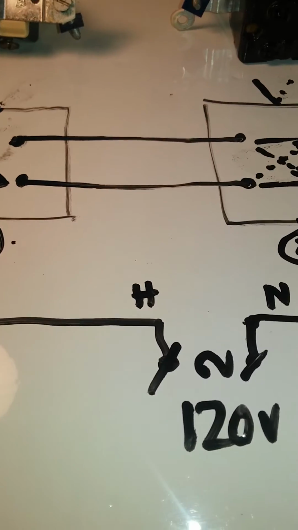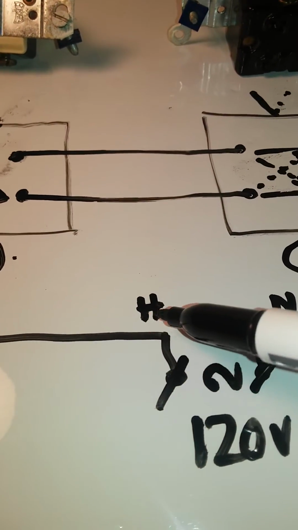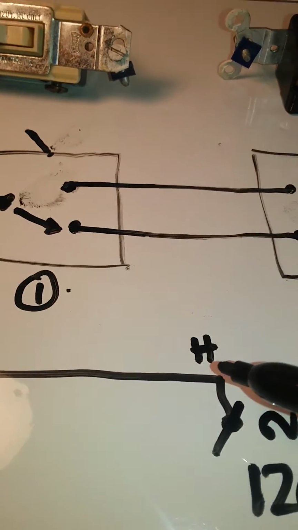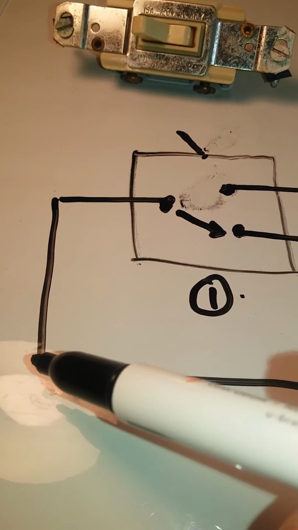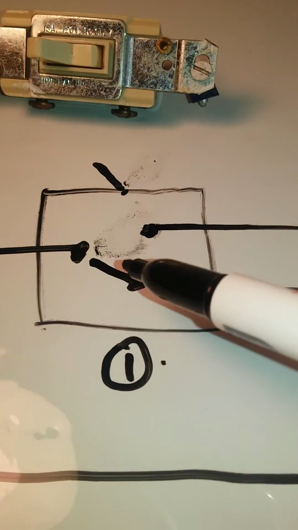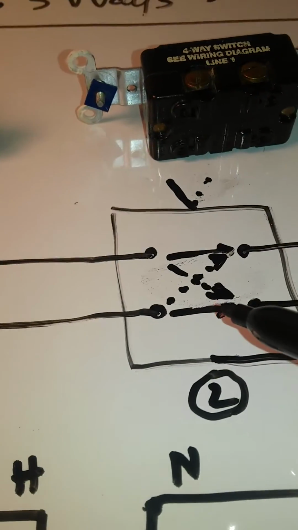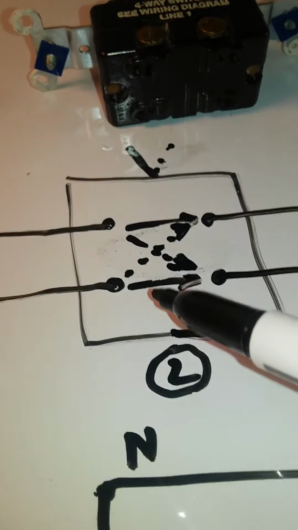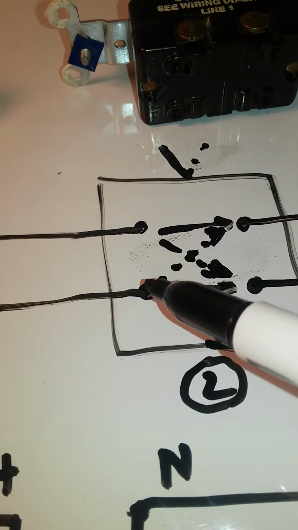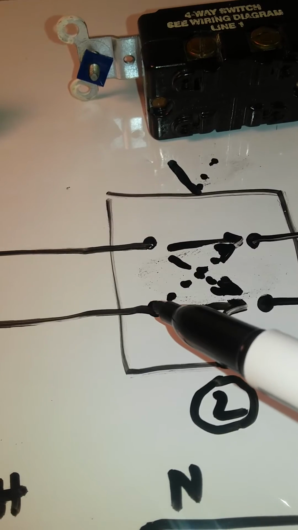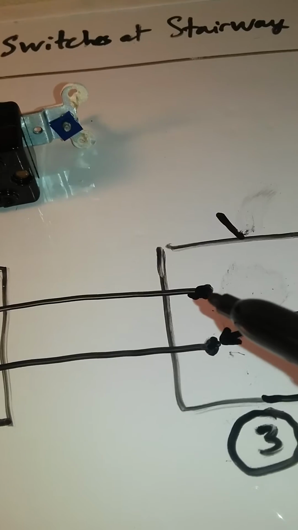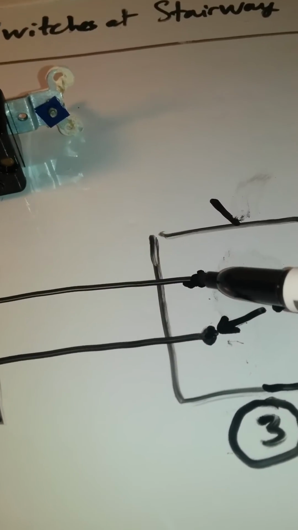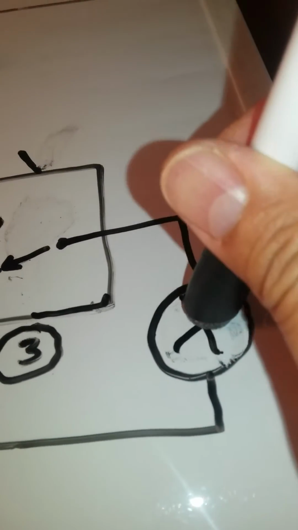Okay, so now we look at the circuit. The source provides hot, which passes switch number 1. At number 2, the circuit changes direction this way and goes to switch number 3. It stops right here, so the light turns off.